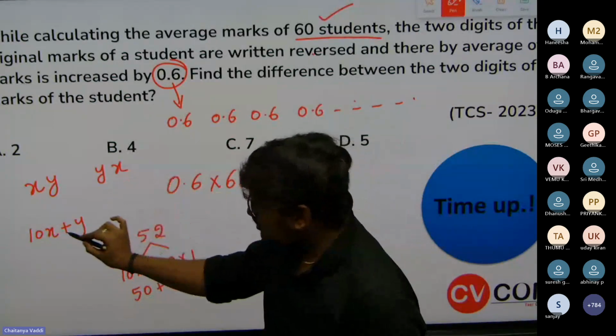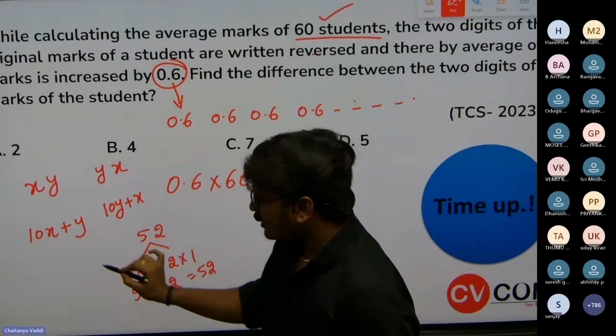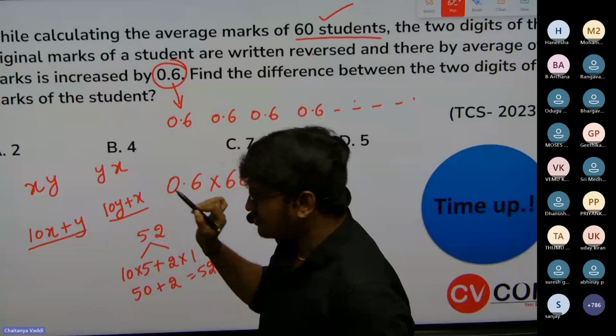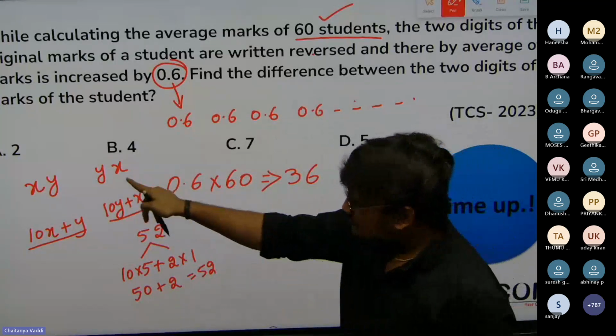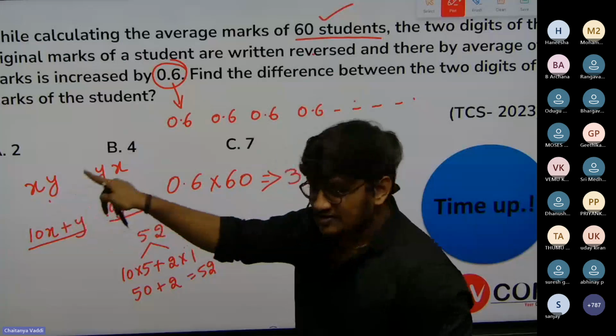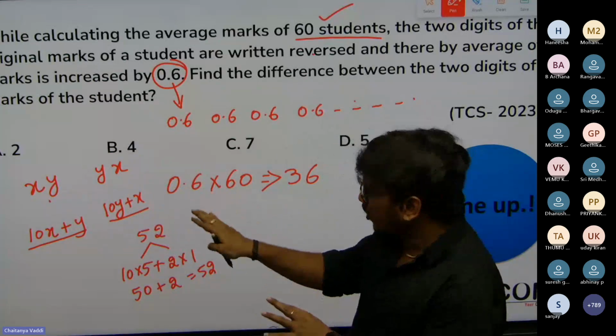Now, if I reverse this number, it will be yx. Can you guess the value in this particular format? It is 10y plus x, correct? So this is the original number and this is the reverse number. Now, I got to know that when I reverse this number xy to yx, the average is increased by 0.6, given to all the students.